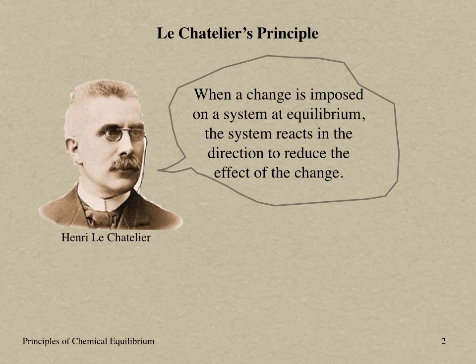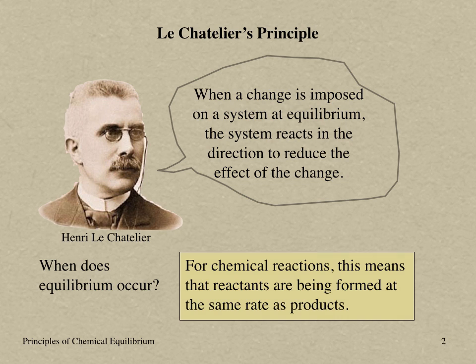Henry Le Chatelier concluded that when a change is imposed on a system in equilibrium, the system reacts in the direction to reduce the effect of this change. So, when does equilibrium occur? For a chemical reaction, equilibrium means that both reactants and products are present, that the reaction is a two-way street, and that the reactants are formed at the same rate as products.